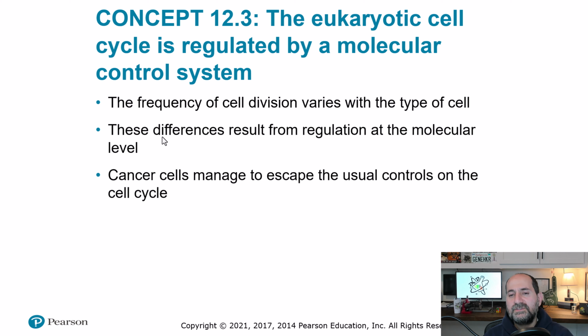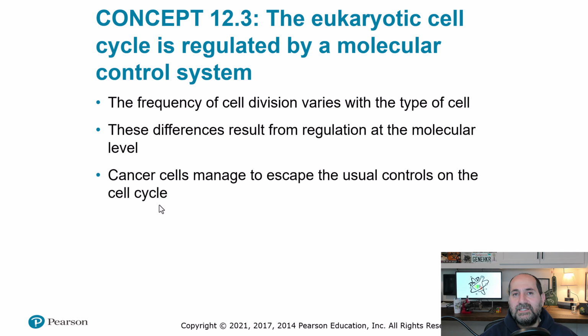So, what is the difference between the cells that are growing all the time versus the cells that are never growing? These cells are being controlled. Does that make sense? There is something known as the cell cycle control system, and this cell cycle control system directs a cell on how frequently to divide, how frequently to undergo the cell cycle. And what happens is, if there's a problem with this control, this can lead to cancer cells. Cancer cells manage to escape those controls on the cell cycle. Essentially, that's what cancer is. Cancer involves cells that have escaped the cell cycle control.